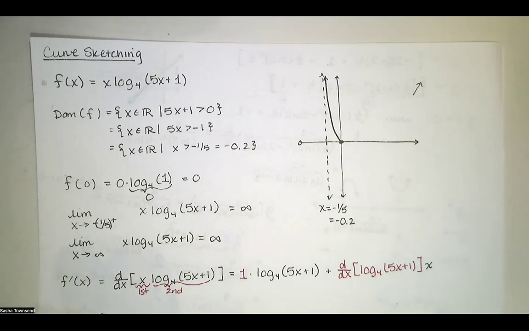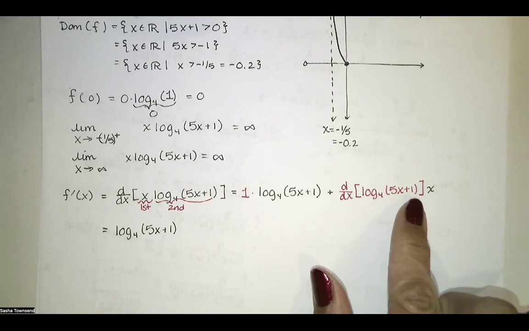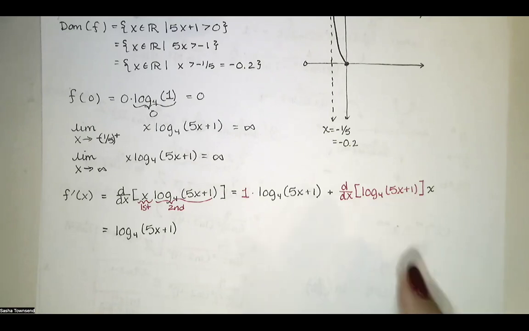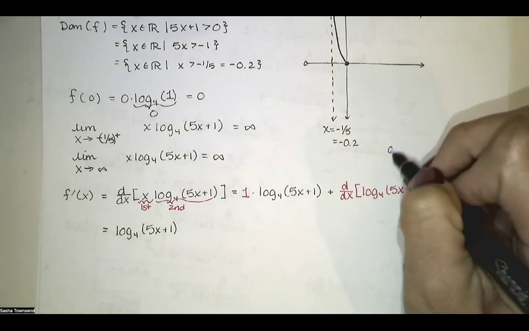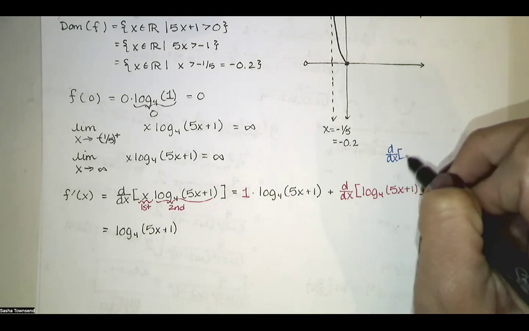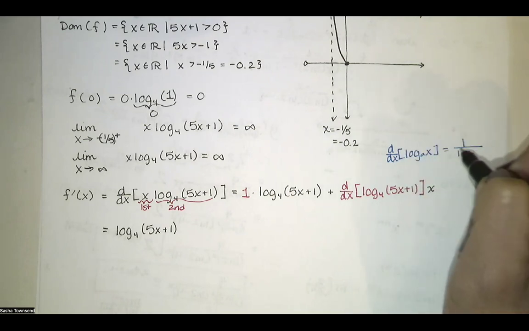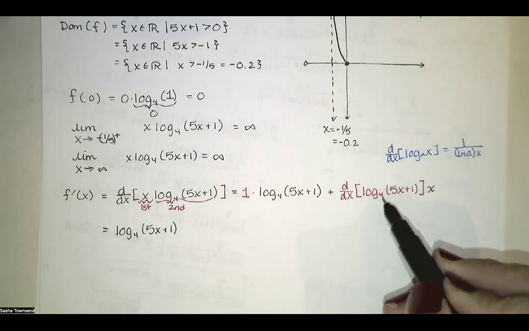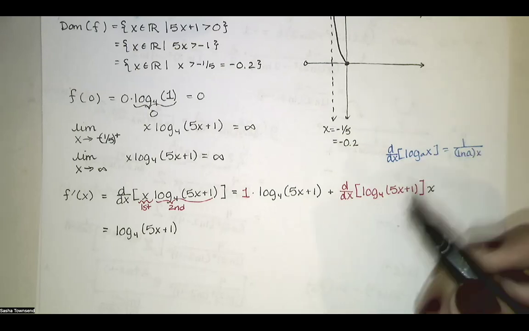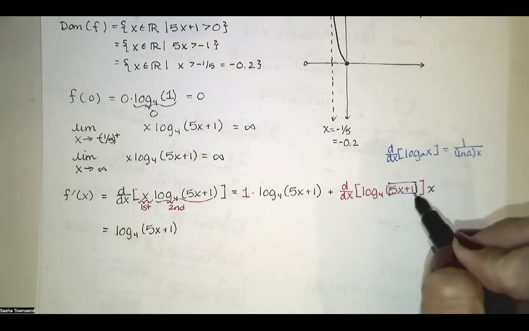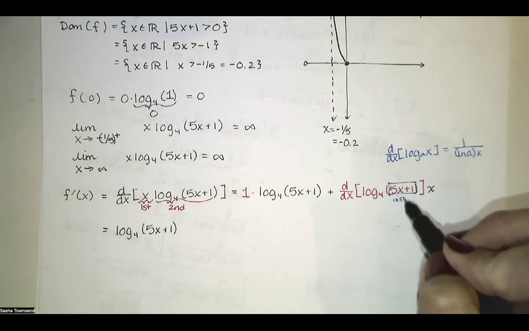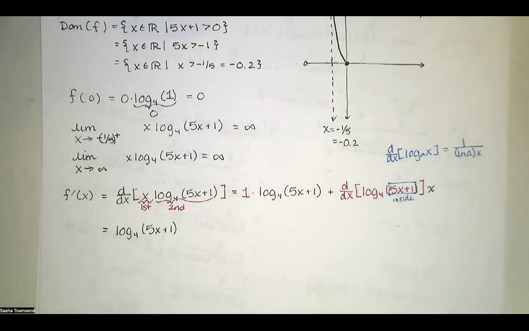Then you say, okay, I've got log base 4 of 5x plus 1 as my first term. And then the derivative of this piece requires us to use that derivative rule for log base a of x. So remember, we computed this last time. The derivative with respect to x of log base a of x is 1 divided by natural log of a times x. So in this case, our base is 4, so we're going to have a natural log of 4 in that denominator. And we don't just have an x inside, we've got a 5x plus 1. So we're going to have to use the chain rule, where 5x plus 1 is our inside function.